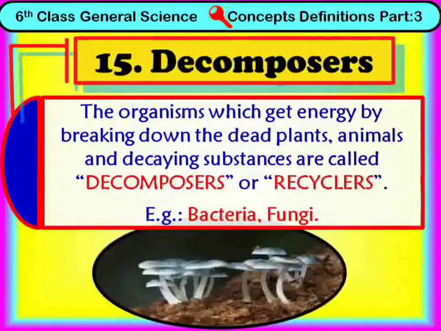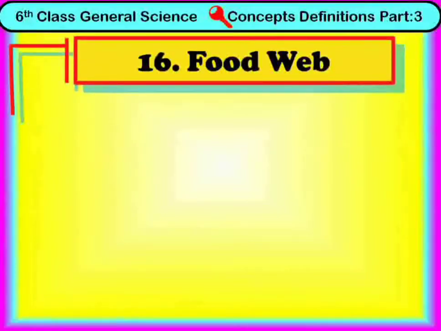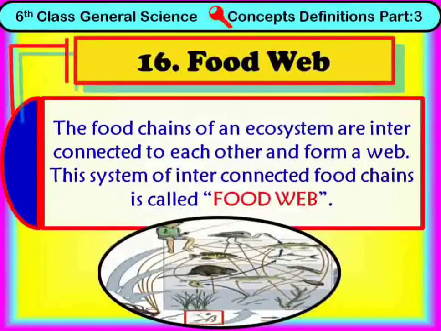Decomposers. The organisms which get energy by breaking down the dead plants, animals, and decaying substances are called decomposers. These decomposers are also known as recyclers. Bacteria and fungi are examples for decomposers. Food web. The food chains of an ecosystem are interconnected to each other and form a web. This system of interconnected food chains is called food web.